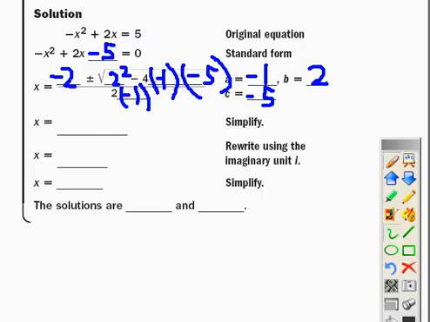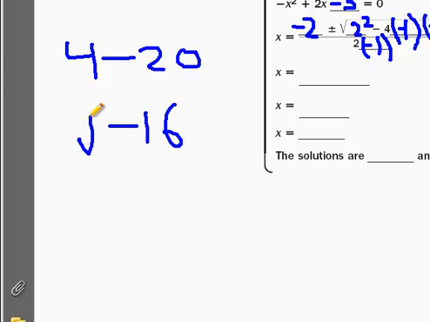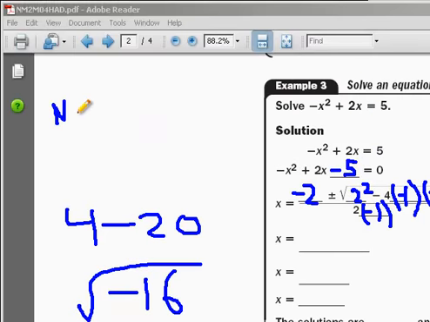If I do my discriminant first, I have 4, which is 2 squared, minus 4 times negative 1 is negative 4. Negative 4 times negative 5 is positive 20. Wow. Well, 4 minus 20 is negative 16. And luckily, we just learned how to find the square root of negative 16 is 4i. So my discriminant has an i in it. That means when my discriminant is negative, I have 0 real answers.